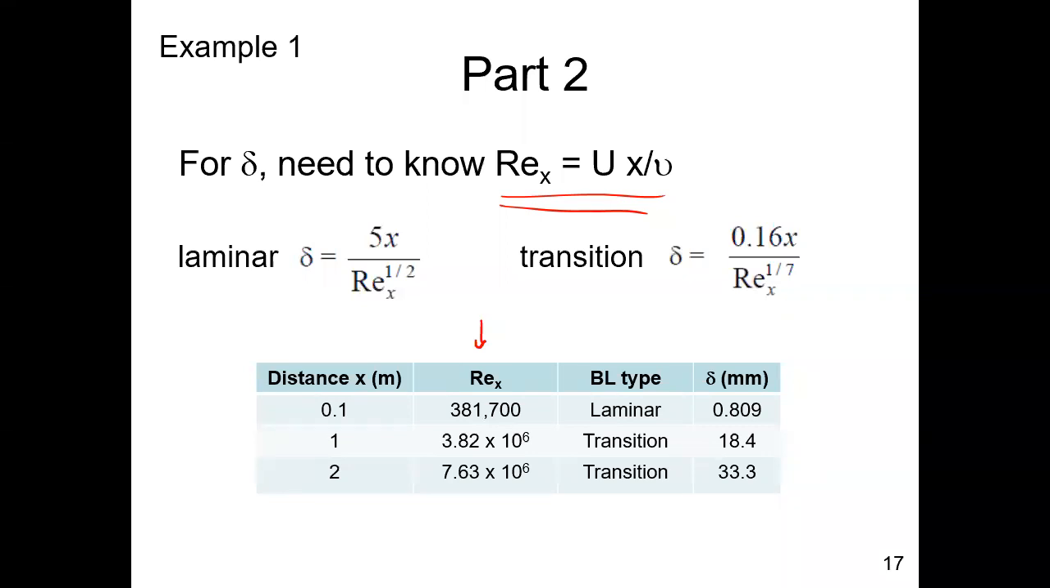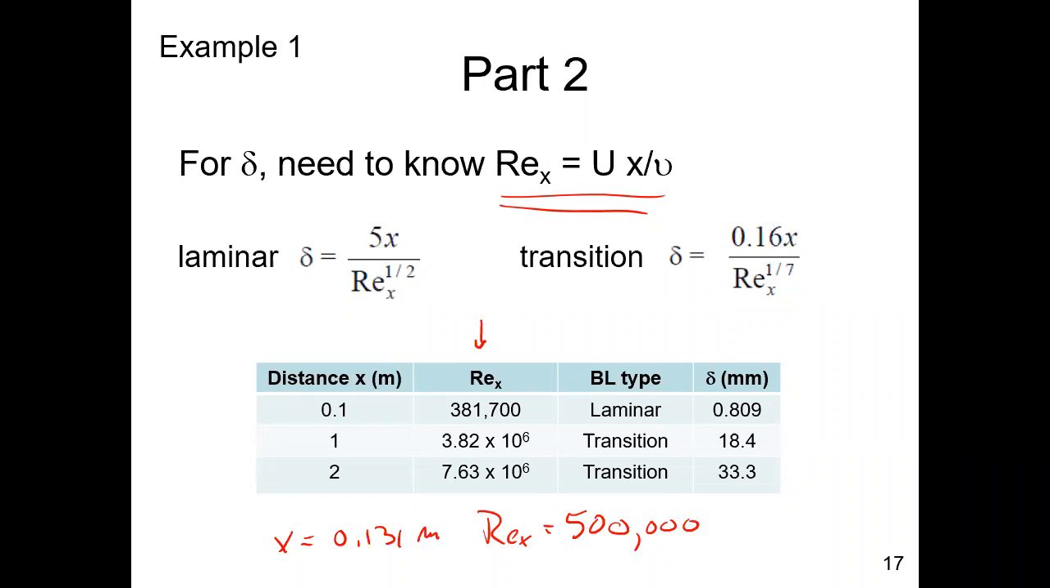That's how we came up with column 2. You already know that at x equal to 0.131 meters, Rex is 500,000. That was part 1: what's the distance of the laminar boundary layer on the plate? So at x equal to 0.1, we should see a boundary Reynolds number less than 500,000, and we do. And so it's laminar at that first point. When x is equal to 0.1, the boundary layer is a laminar boundary layer.